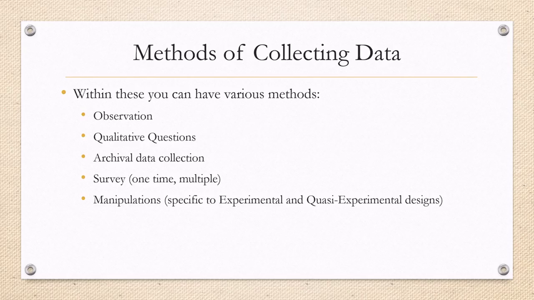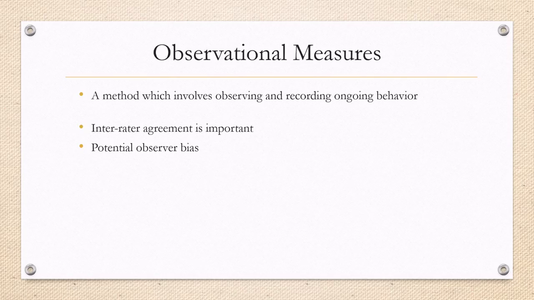So I'm going to discuss now different methods of collecting data, and I will briefly go through these different methods of measuring our constructs. With observational measures, this is a method that involves observing or recording ongoing behavior. Inter-rater agreement is very important with observational measures. As you can imagine, there might be potential observer biases.